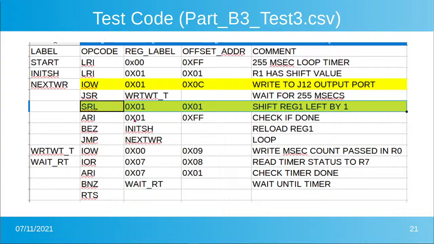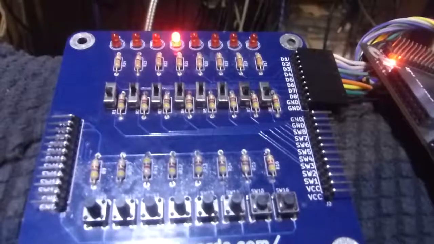But to test if it's done, if we keep shifting a 1 left, eventually it'll fill up with all zeros, because that bit will shift out the left side. So if we AND that register 1 with FF and we get a 0, then we know that we've gone through all the bits. And if it's equal to 0, go back to setting it back to 1 again and go through that order of operation there. And that's really about it. It's stored in the GitHub at part B3 test 3 if you want to try to run it.